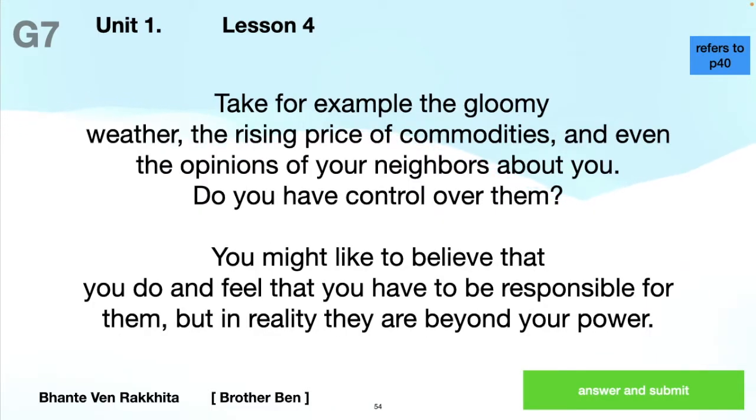Take, for example, the gloomy weather or the rising price of commodities, and even the opinions of your neighbors about you. Do you have control over them? You might like to believe that you do and feel that you have to be responsible for them, but in reality, they are beyond your power.